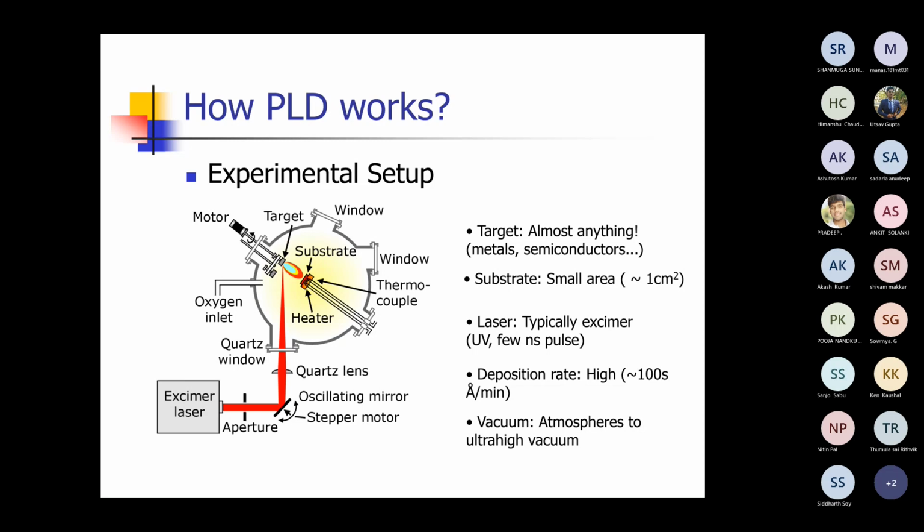In this case the target is important, and there is no restriction: metal, semiconductor, dielectric, any kind of material can be used. The substrate should be small. The excimer laser is ultraviolet, its wavelength is in the ultraviolet range, and its pulse is in the nanosecond range. The deposition rate is quite high, around 100 angstrom per minute, and the vacuum can range from atmosphere to ultra high vacuum. Several PLDs are available that operate in atmosphere.